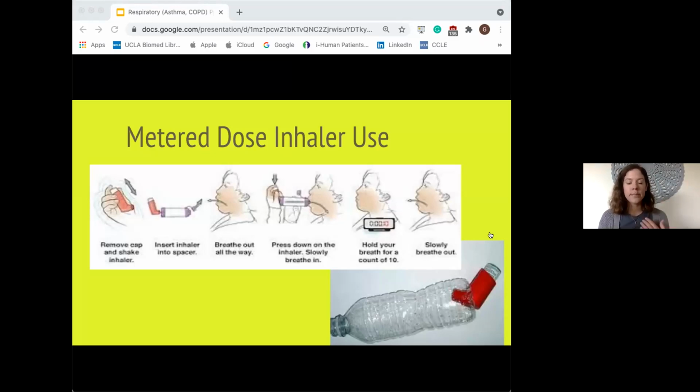After breathing in as deeply as they can, take the inhaler and spacer out of the mouth and hold the breath for a count to 10.